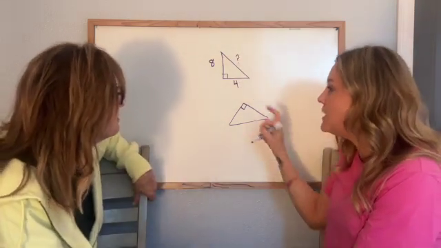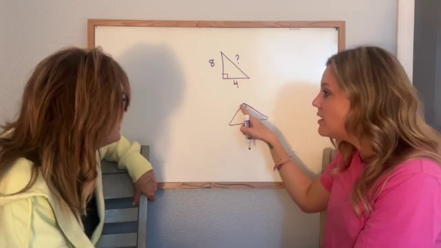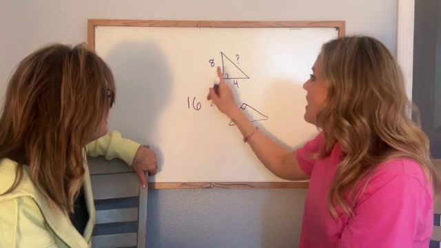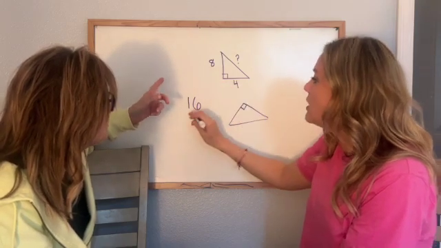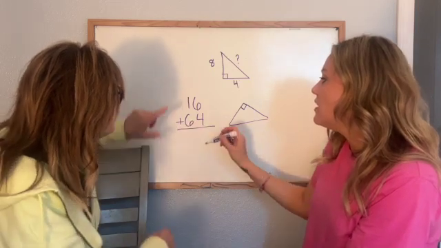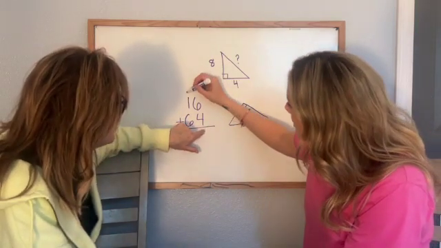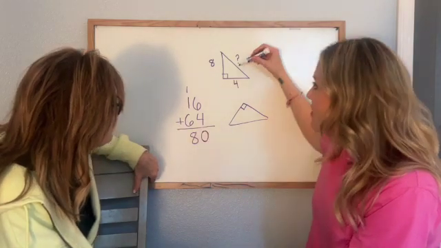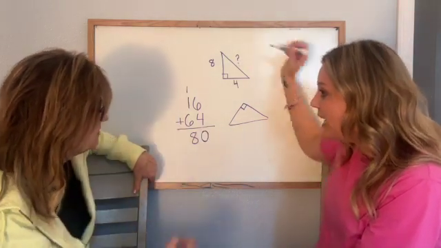Do you remember we take this number and make it 4 times 4, which is 16. And then 8 times 8 is 64. Good. And then we add them together. So 6, 7, 8, 9, 10. Put the 0 and carry the 1, and make that an 8. So this one times itself would be 80.